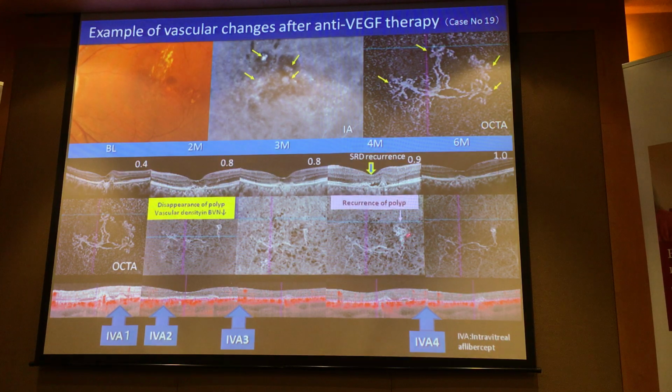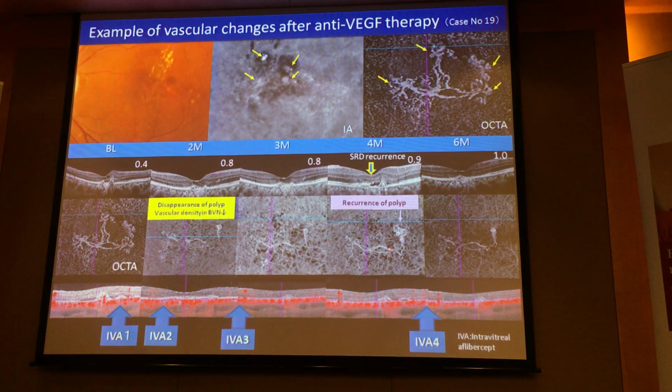And then we waited for a short period. There is a recurrence of the polyp. Okay? And then we got subretinal fluid at this stage. And again, we did intravitreal aflibercept. You could see a regression of the polyps. So OCTA is very important to see the regression of the polyps.